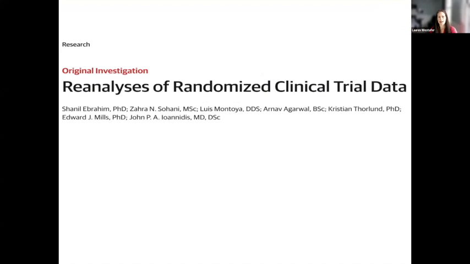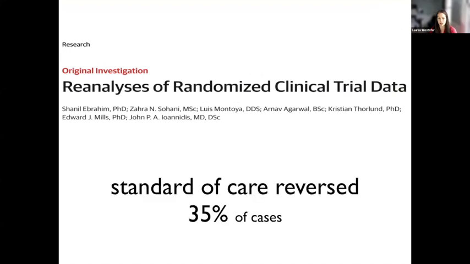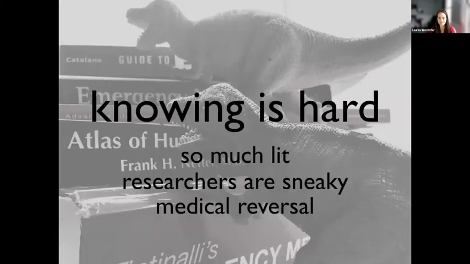Another group reanalyzed randomized clinical trial data. So they took practice-changing clinical trials and ran them through a different statistical machine. So same data, just did some different tests. And they found that when they did that, the standard of care was reversed in over one third of cases. So about one third, maybe not a half, but one third to 40% of the time, within a decade or so, what we believe as a standard of care practice may turn out to be not what we think it is.